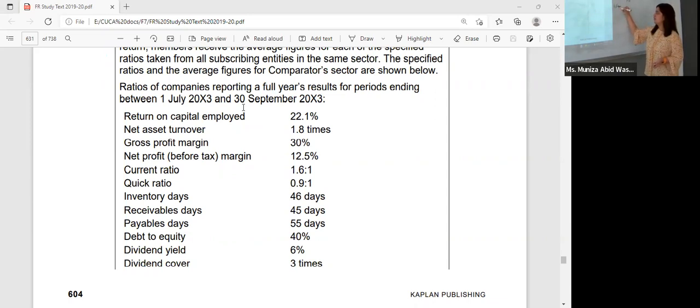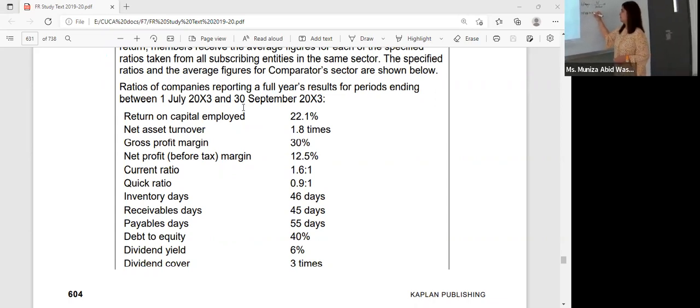What is the formula of gross profit margin? Very good. Gross profit divided by sales revenue multiplied by 100. Students, it is also going to be measured in percentage. Then we have net profit before tax margin. The formula for this is net profit before tax divided by sales revenue multiplied by 100. Then we have current ratio.